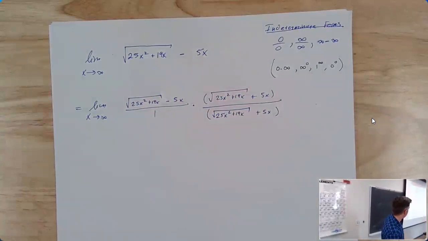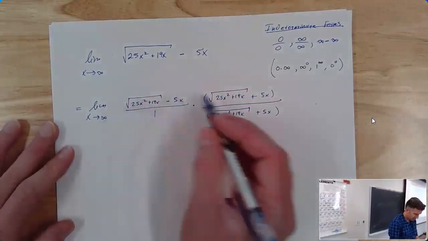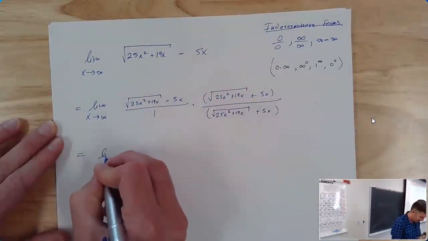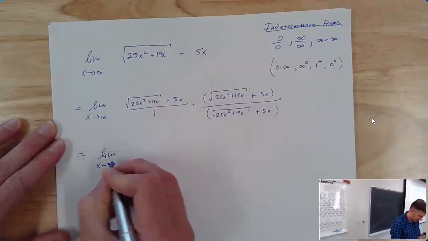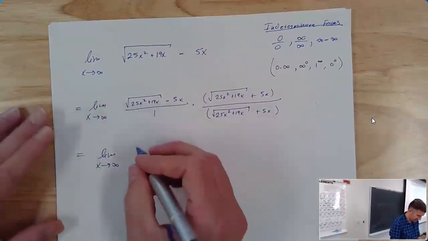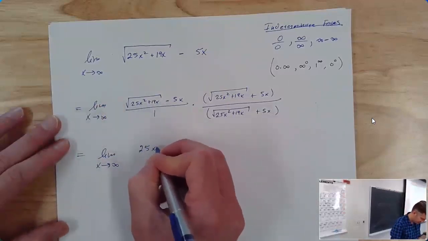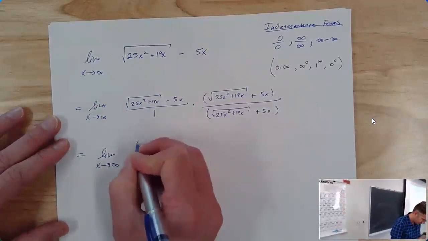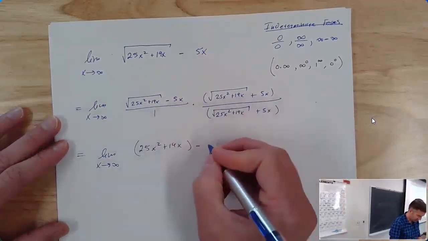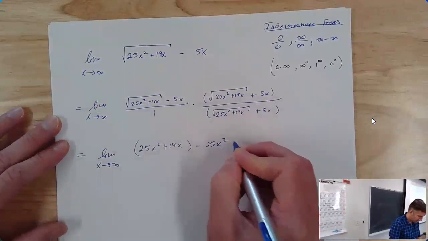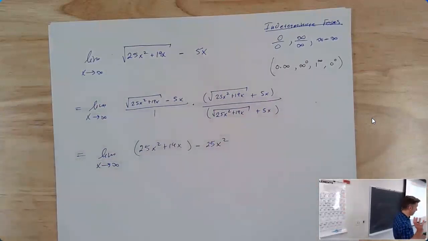Okay, so then we multiply out the conjugates and we don't multiply out the not conjugates. Meaning I'm going to multiply at the top. I'm going to get, be careful here, 25x squared plus 19x minus 25x squared. The middle terms go away, right? That's why we multiply by the conjugate, because we don't get middle terms. Or I should say, they cancel each other out.